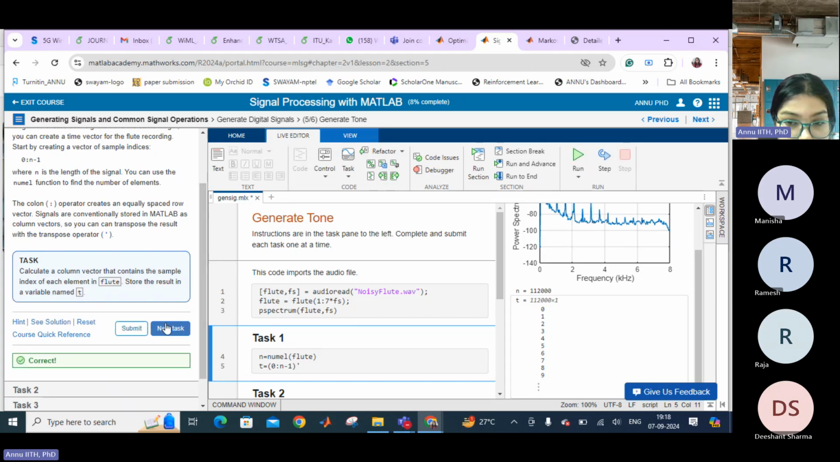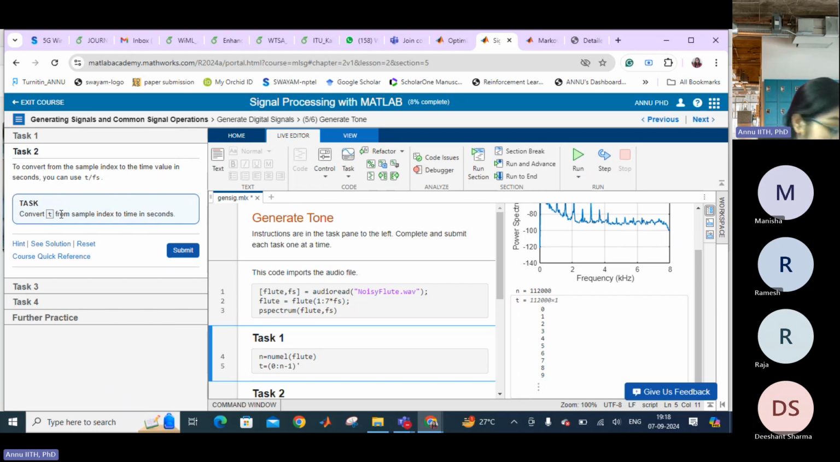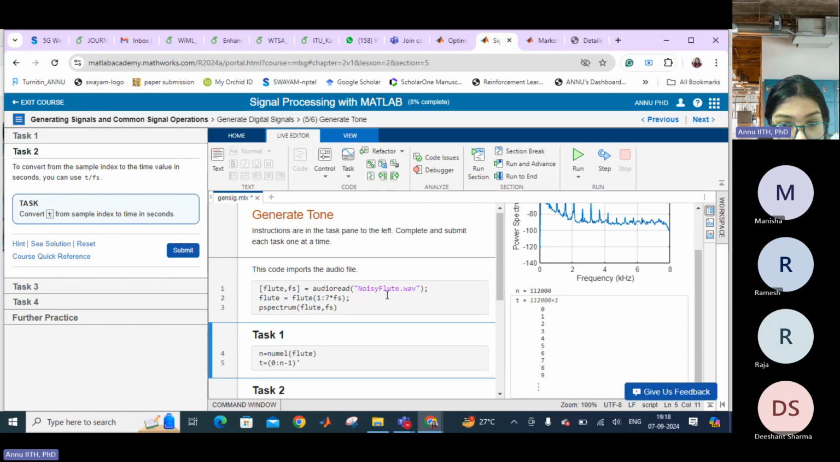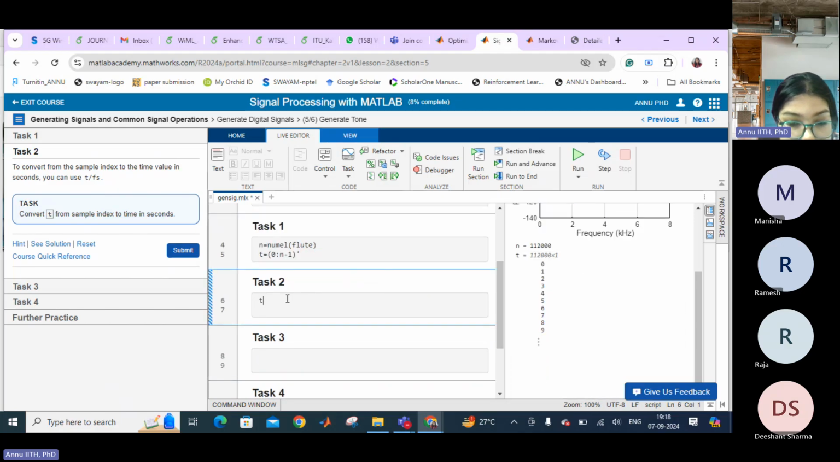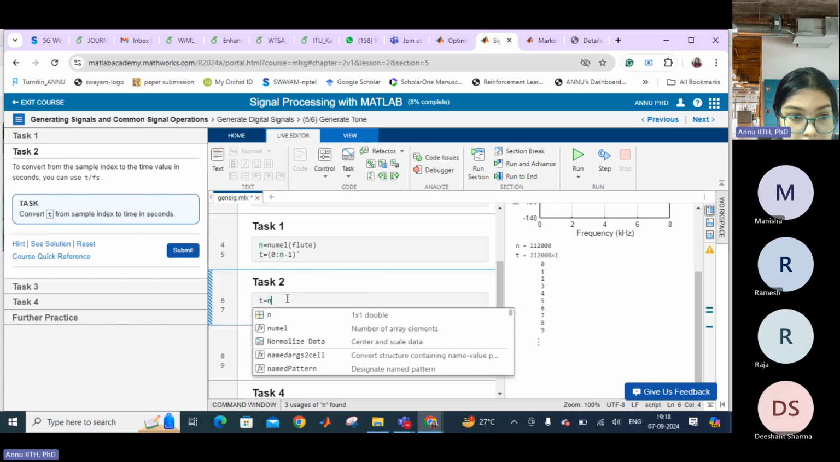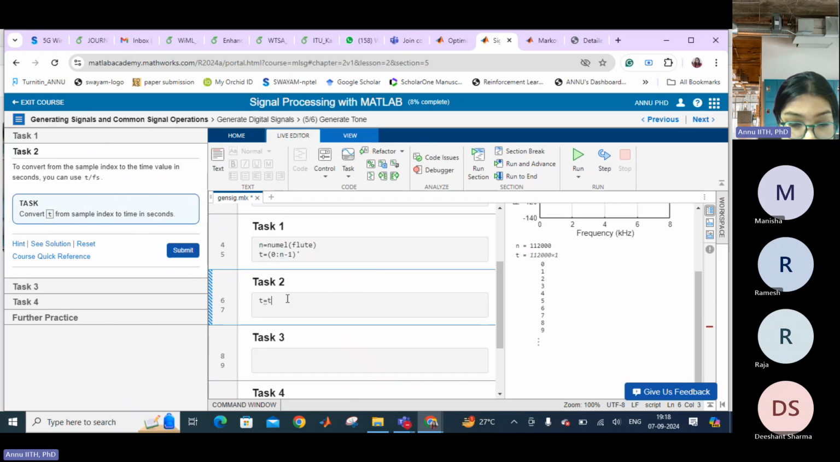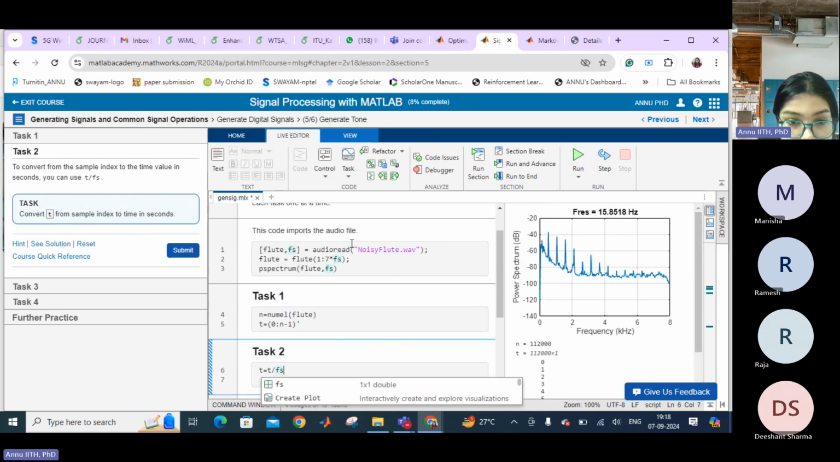So to convert from the sample index to the time value in seconds, you can use T by Fs. Convert: T is equal to N by Fs. So Fs might have been described here.